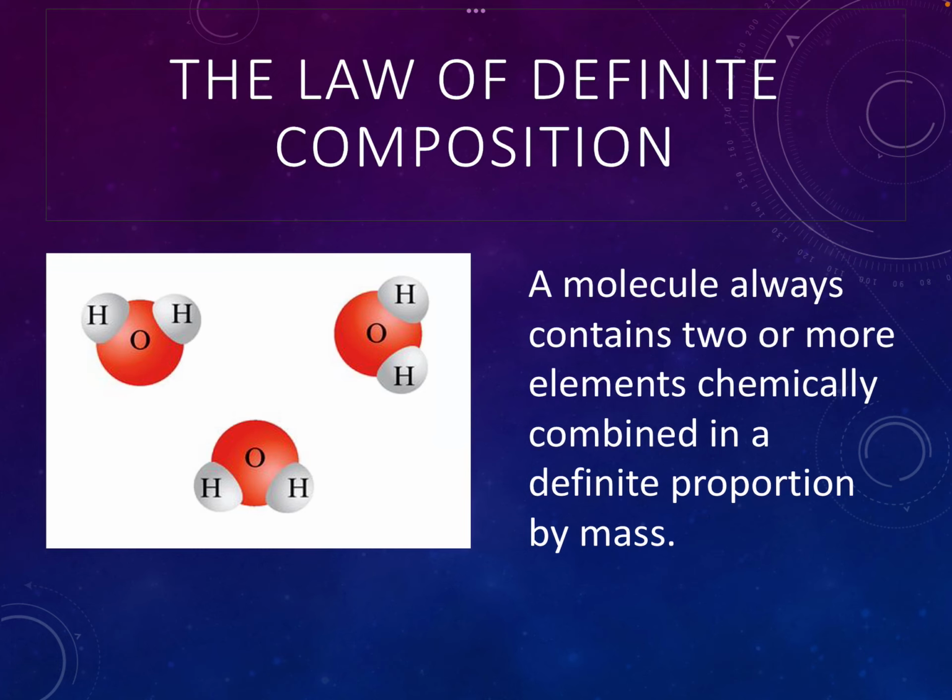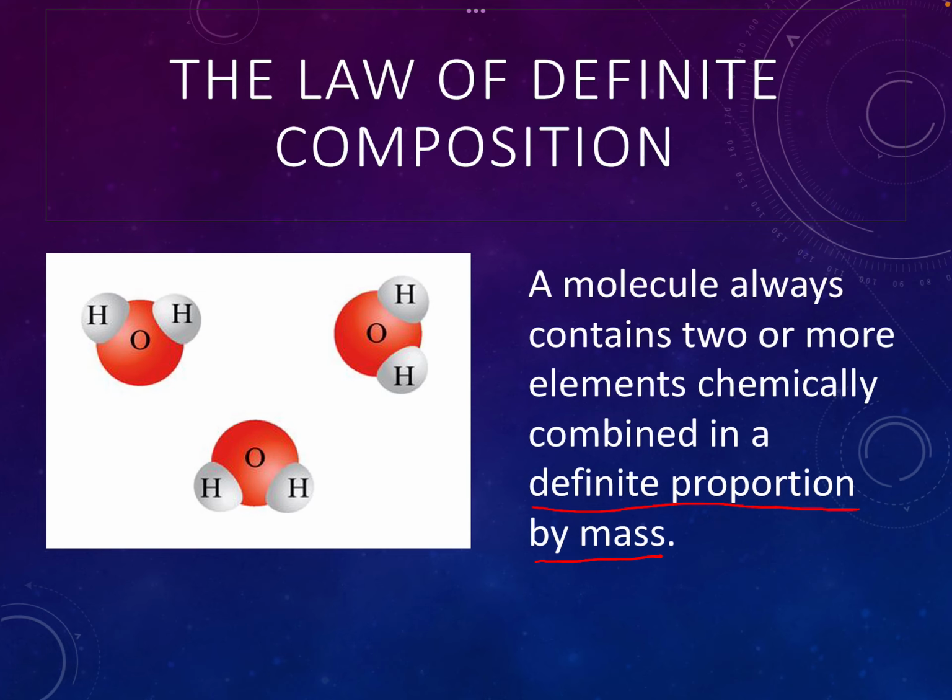So molecules always contain two or more elements that are chemically combined in what's called a definite proportion by mass, which means that every single time you have a molecule of water, for every 2 grams of hydrogen, you are going to have 16 grams of oxygen. They are always in the same proportion by mass. So this is called the law of definite composition. All water molecules will always have this 2 to 16 or 1 to 8 ratio of hydrogen to oxygen.